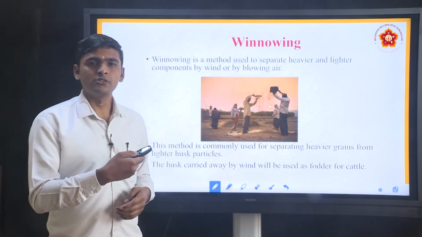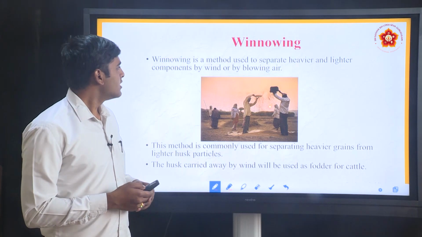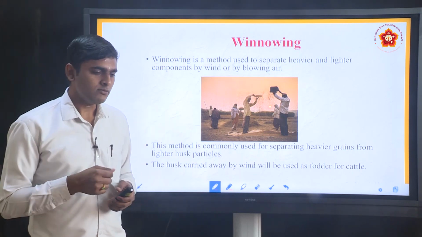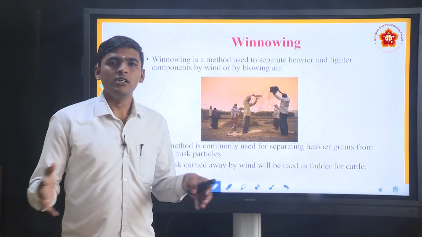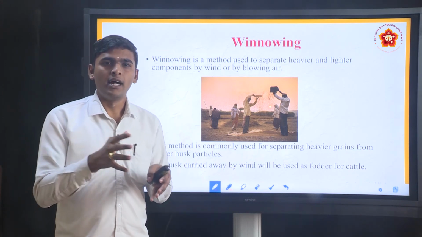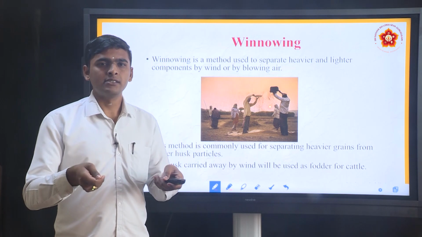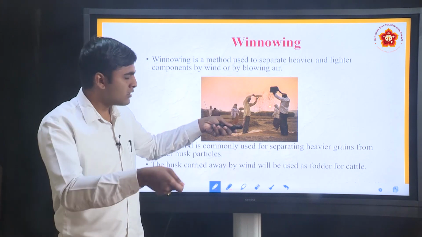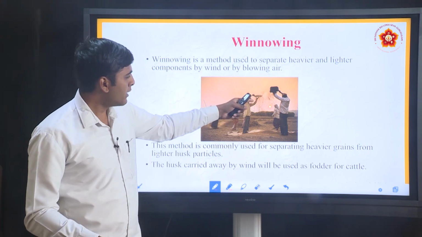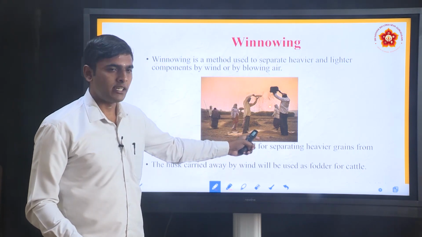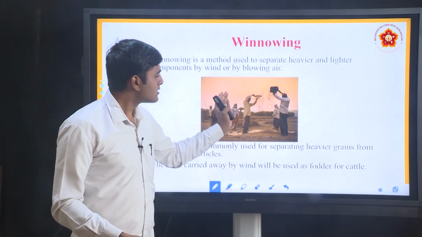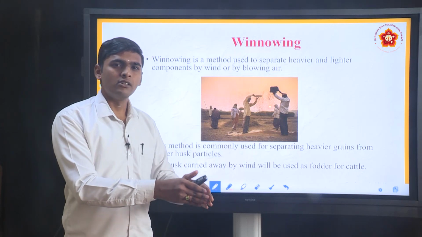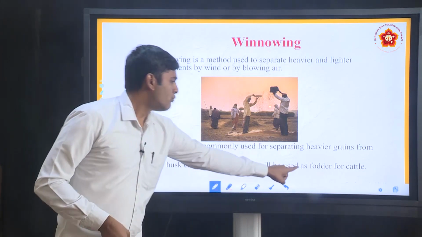The next method, after threshing, is winnowing. Winnowing is a method used to separate heavier and lighter particles of grains. After threshing, we collect all the grains in a bundle, take some of the grains, and from a higher place we drop them, as you see in the picture. They are throwing the grains down, and the heavier particles, that is the grains, will fall straight down, and because of the wind the lighter particles will carry the husk outside. The husk will be collected at a place, and that is used as fodder for cattle.